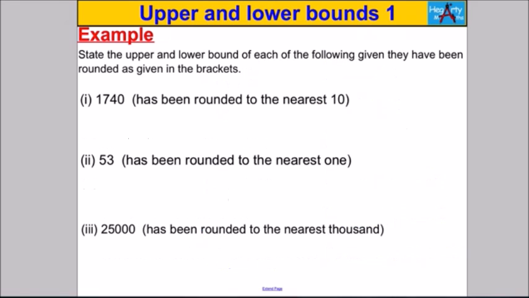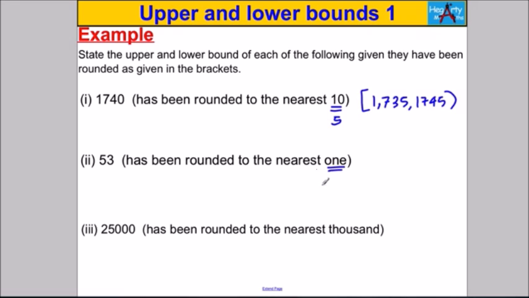With these type of questions, we're asked to state the upper and lower bound of each of the following given they've been rounded as in the bracket. So here this number's been rounded to the nearest 10. We half that and get 5. Subtract it to get the lower bound, add it to get the upper bound. So the lower bound is going to be 1735, the upper bound is going to be 1745 with curly brackets.